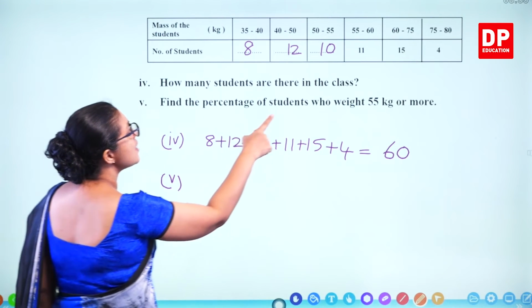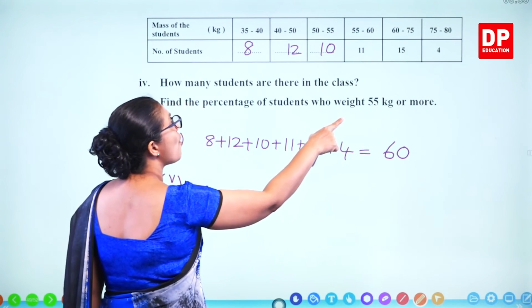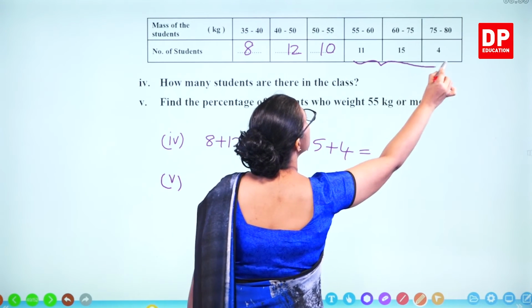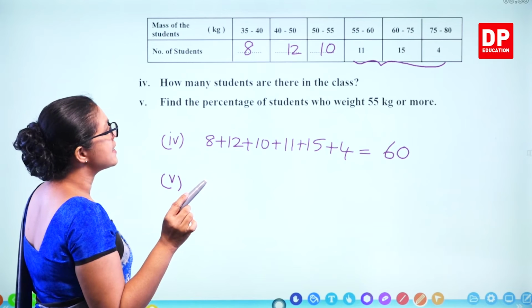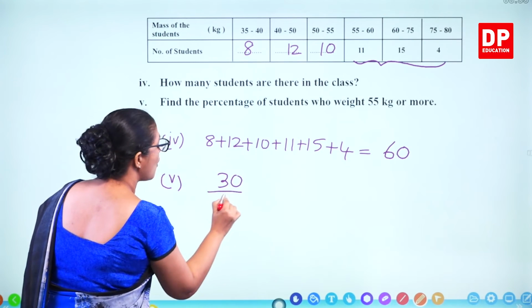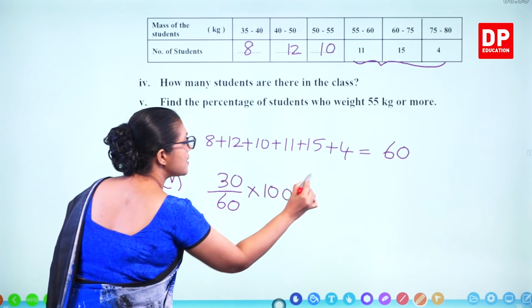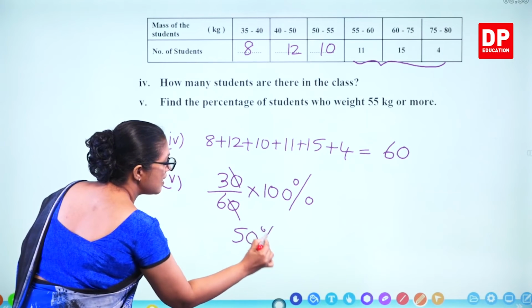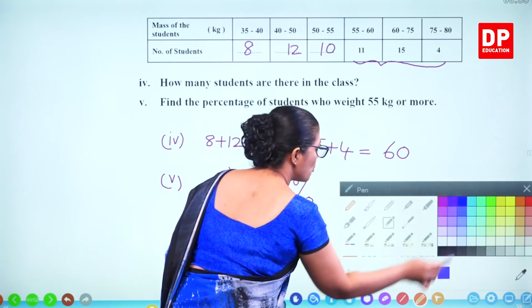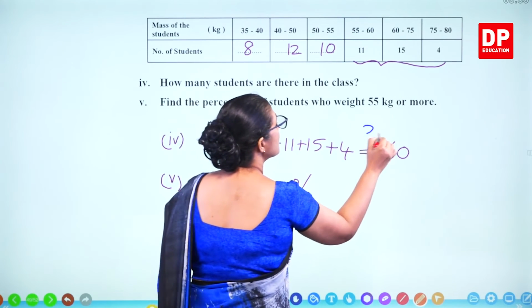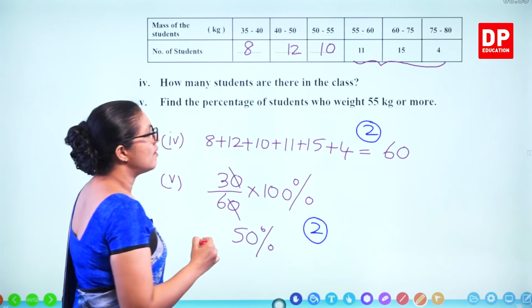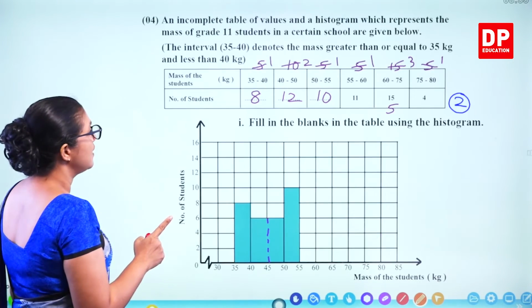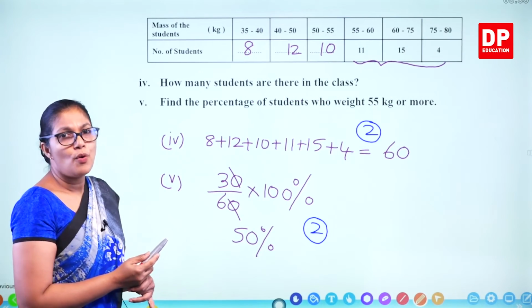So what's the percentage of students who weigh 55 kilograms or more? So 55 is not included here. So these 3, 11 plus 15 plus 4, that's 30. So 30 students out of 60 into 100 as a percentage. So you get 50% is the answer. So how you get marks? 2 marks for the total and 2 marks here. Altogether 2, 3, 4, 5, 6, 7, 8, 9, 10. So 10 marks for the whole question.